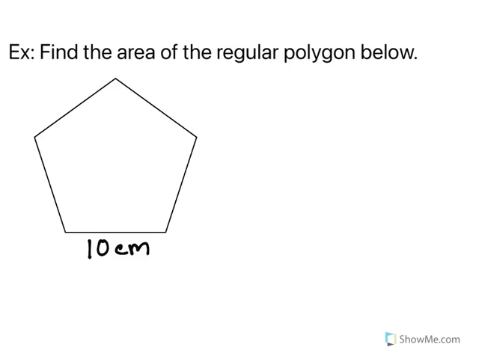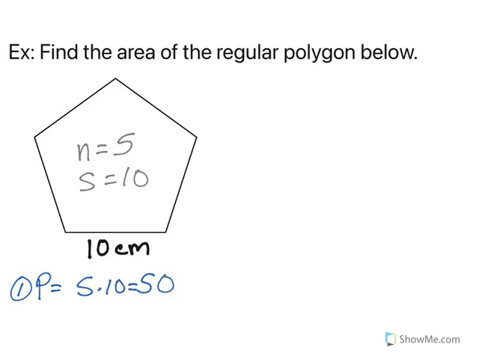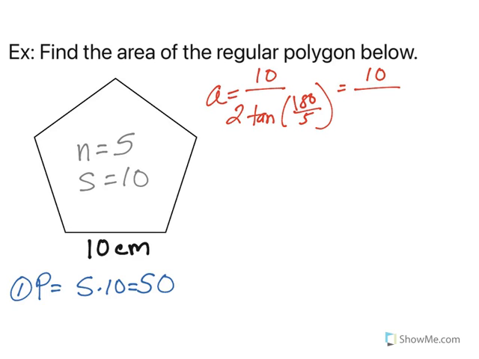Let's do a couple more. The area of the regular polygon below. Well, this is a pentagon, so N is 5. We are told the side length, S, is 10. So that leads us to a perimeter of 5 times 10, which is 50. Now let's find our apothem. Little a is 10, side length, divided by 2 times the tangent of 180 over 5. When I do my 2 tangent of 180 over 5, I get 1.453, and it goes on forever. So this is approximately 6.88.